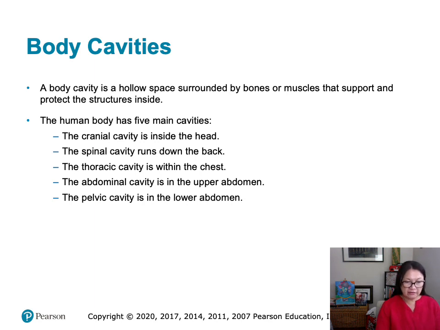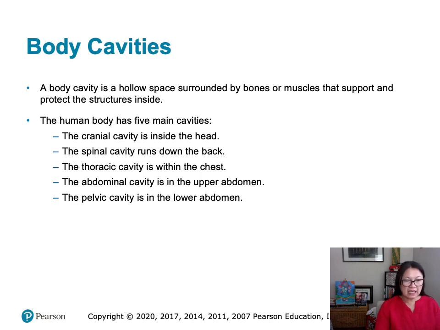The thoracic cavity lies within the chest and is surrounded by the breastbone anteriorly, the ribs bilaterally, bones of the spine posteriorly, and the diaphragm inferiorly. It contains the heart, lungs, and other structures.